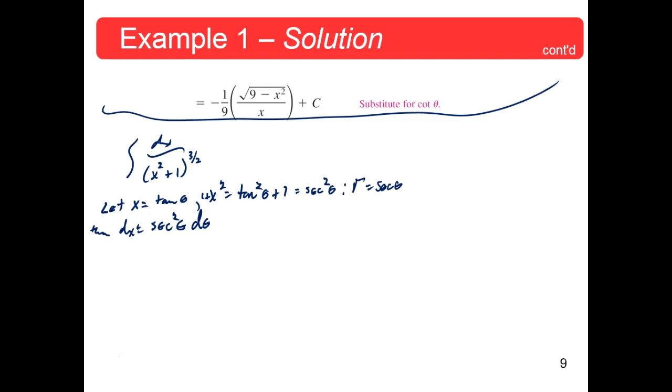And then, since you're cubing that, that's the square root, so this thing cubed would be secant cubed theta. Okay? So, I think we got that taken care of.